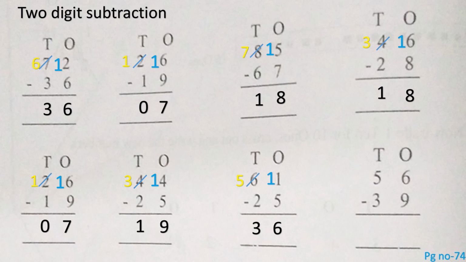We'll go to the next sum here. 56 minus 39. Let's carry 10. 6 becomes 16. 5 becomes 4. So 16 minus 9 is 7. 4 minus 3 is 1.